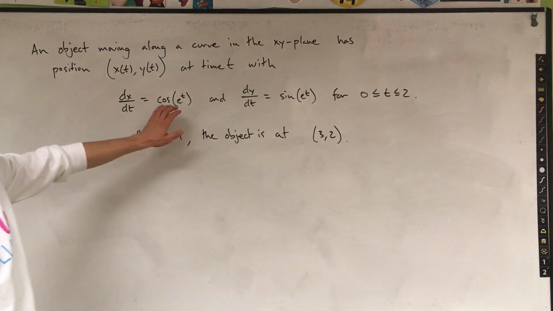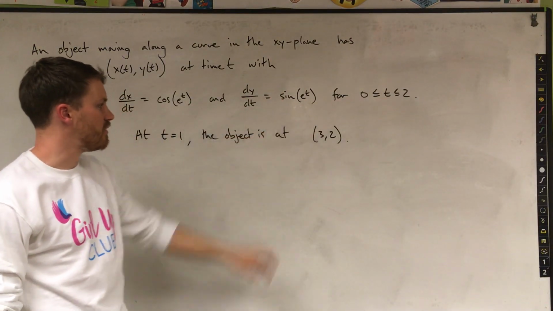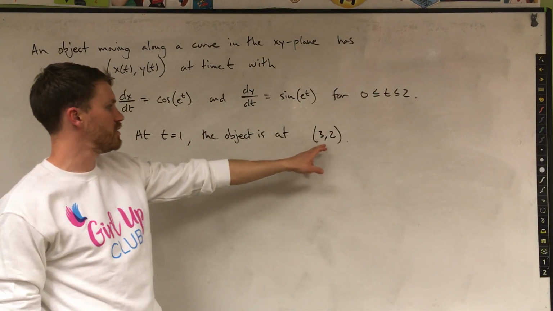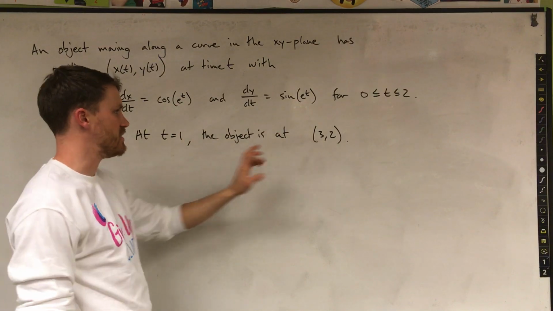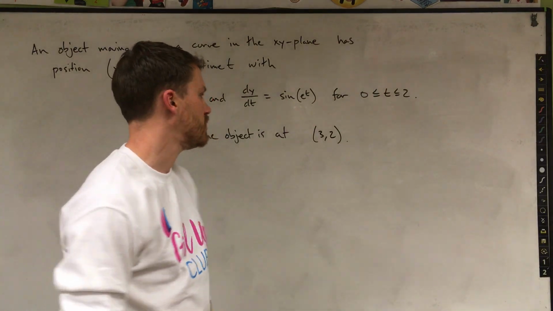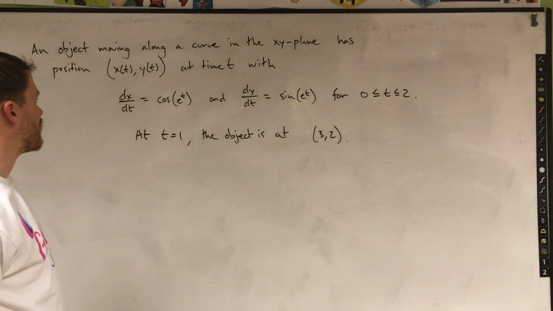So what I'm given is a horizontal velocity, a vertical velocity, a time interval, and an initial position. Sort of initial position. It's not actually my initial position, but it's my position at t equals 1, which should be some information that can help me.